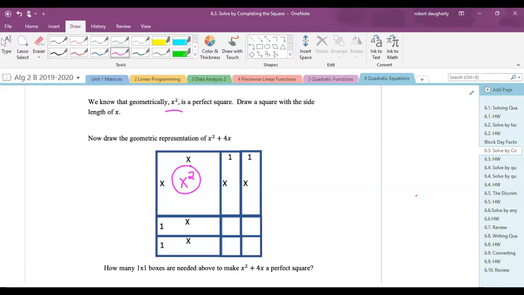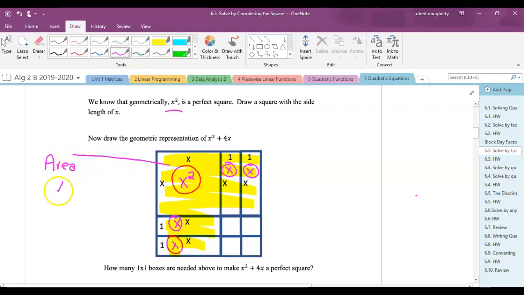What is the area of each of these rectangles? X, okay, so the area is x, this area is x, this area is x, and this area is x. So, what is the area of this plus this plus this plus this plus this? It's x squared plus 4x. Okay, so the area that you see in yellow, let's just go ahead and highlight everything. All of this, the area is x squared plus 4x. Okay, everyone agree with that?